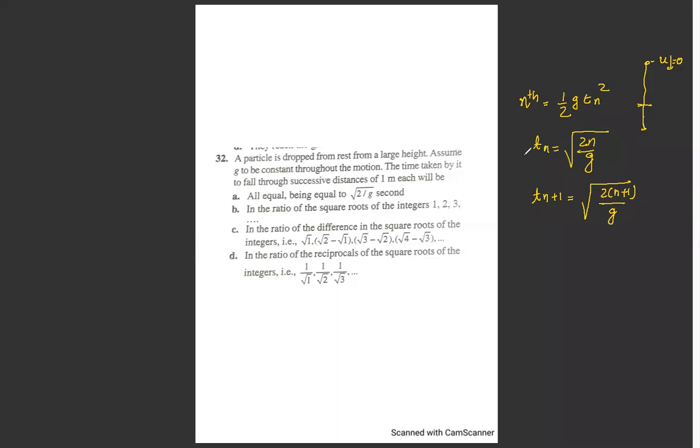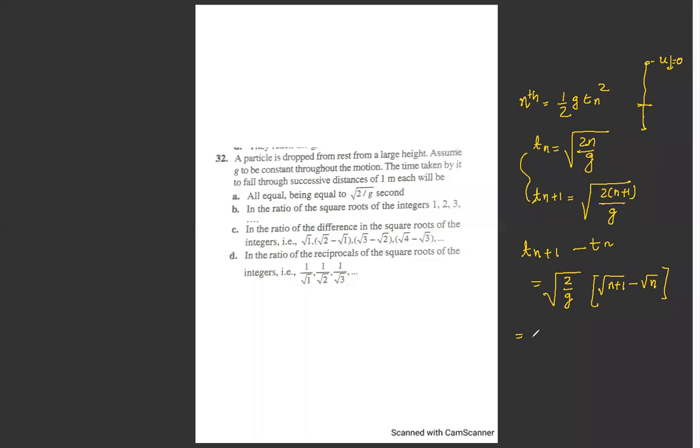The difference between these two heights is going to be 1 meter. We have to find out the time taken to cover the n plus 1 th meter, which is t n plus 1 minus tn. What can be taken as common outside? Square root of 2 by g can be taken as common, and it is going to be root over n plus 1 minus root over n. We are required to find out the ratio. Just put the value of n, we will be getting the answer, right?